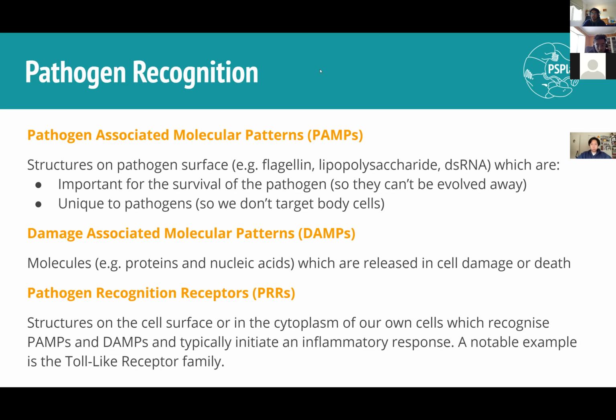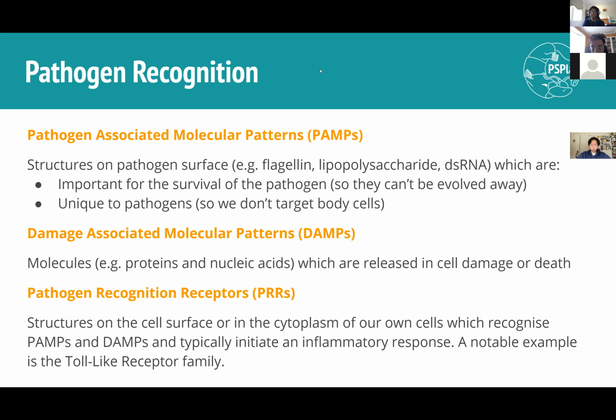DAMPs is basically the debris and other waste that gets thrown out by our cells when they die or get damaged. PRRs are basically the receptors for both of these. We have, in your immune cells typically, or sometimes also in your own normal cells, these receptors which are able to recognize PAMPs and DAMPs, and they say, oh wait, there's an infection going on. And the effector function is usually to initiate an inflammatory response.